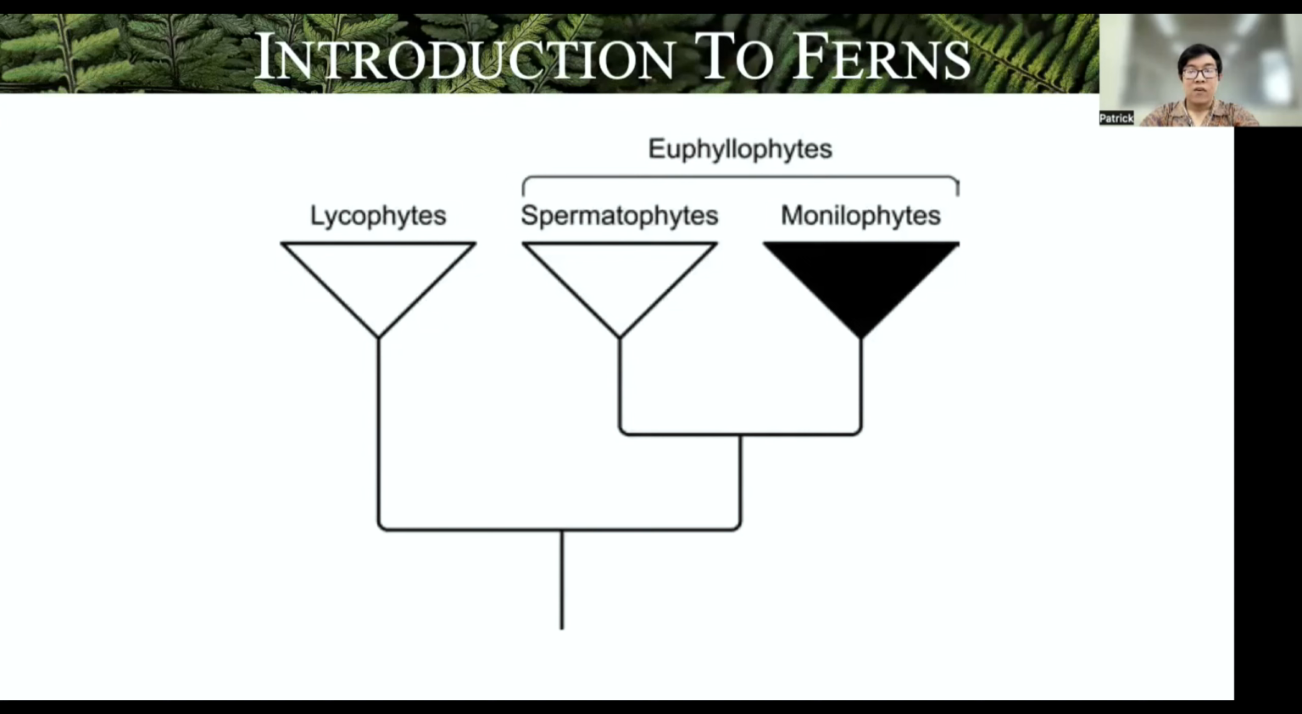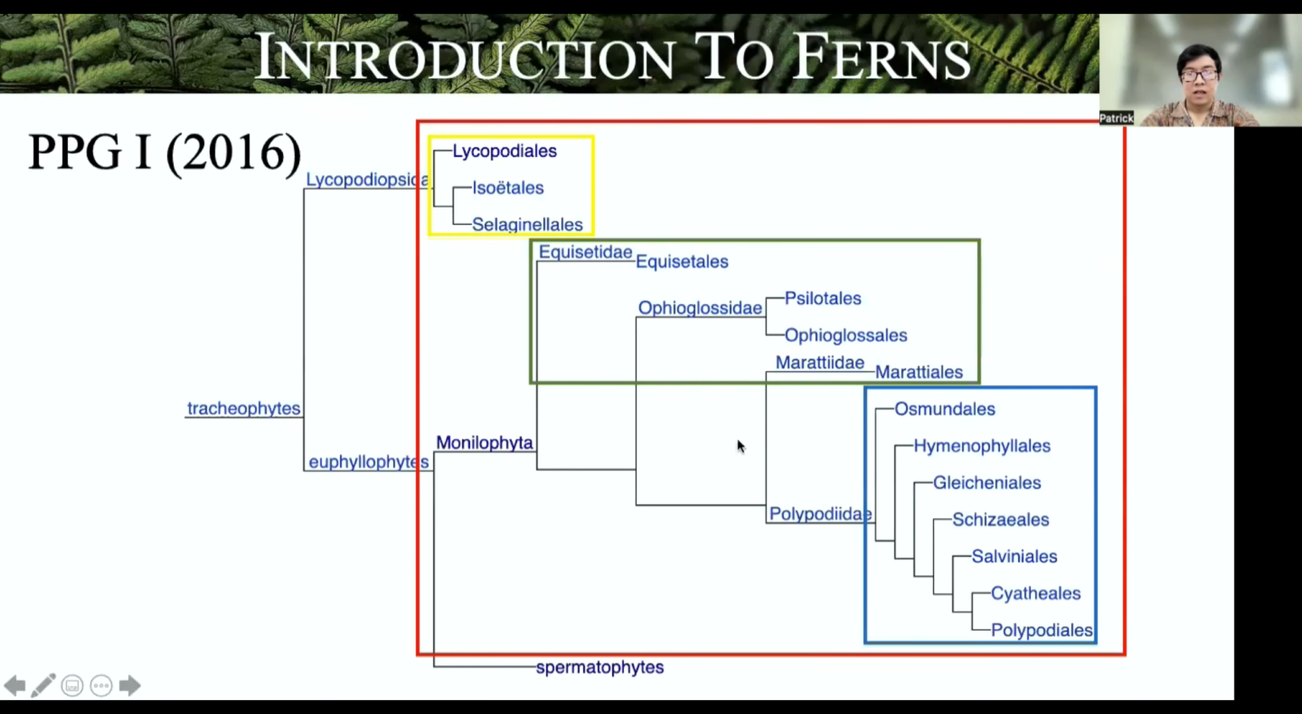In the relationship of vascular plants, the group of pteridophytes is actually paraphyletic because the group of spermatophytes, or the seed plants, is excluded despite sharing a common ancestor with ferns and lycophytes. In this case, the ferns or the monilophytes is sister to the spermatophytes.